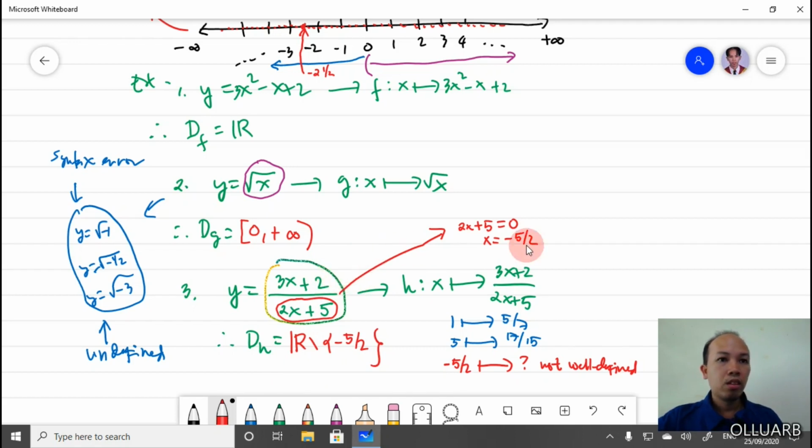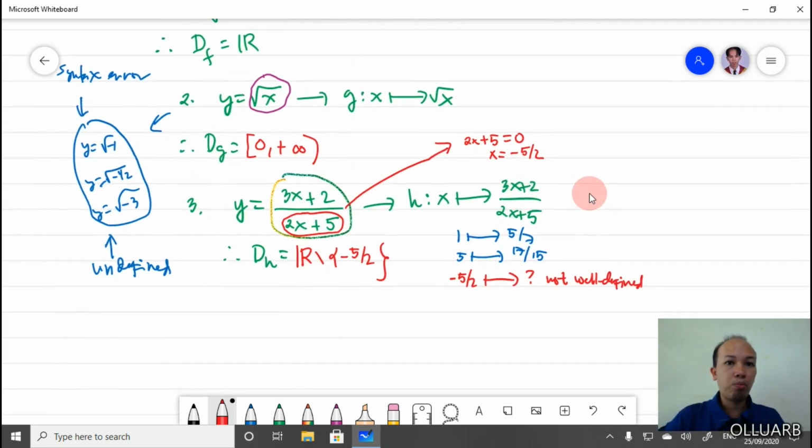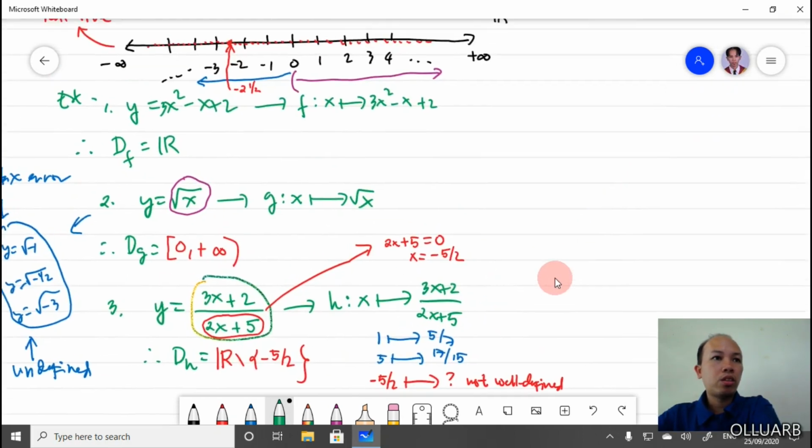Okay, so maybe let's have another illustration, a complicated one. Let's have a complicated equation.